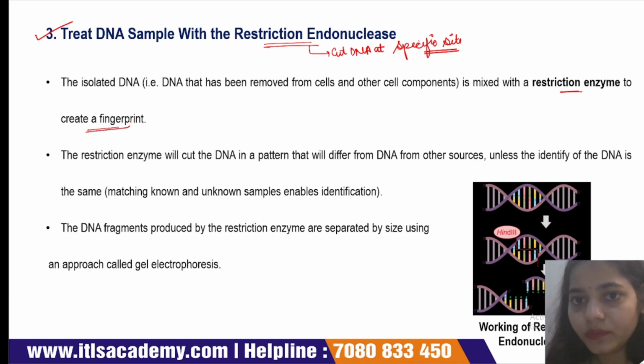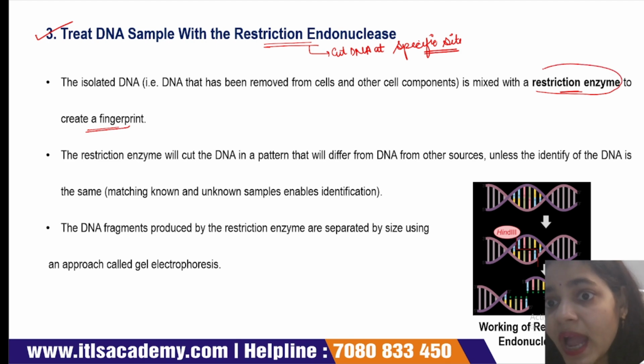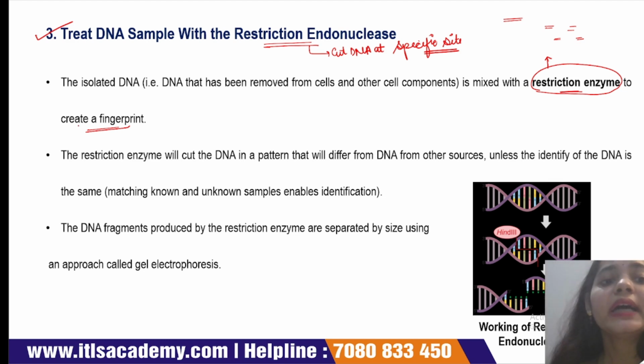This restriction endonuclease cuts specific sites of DNA and converts the whole genome into small segments. That's why we use the restriction endonuclease. The restriction enzyme will cut the DNA in a pattern that differs from one DNA source to another, unless the DNA is the same. Matching known and unknown samples enables identification.